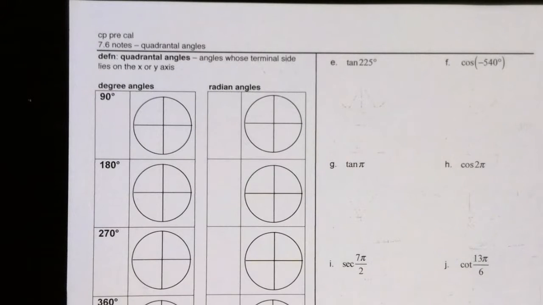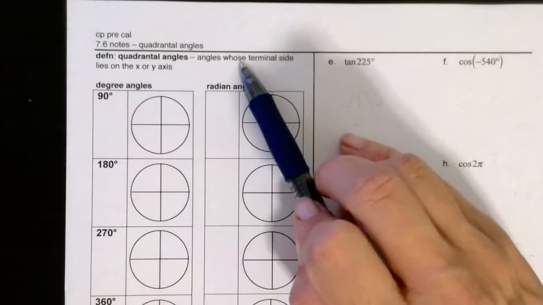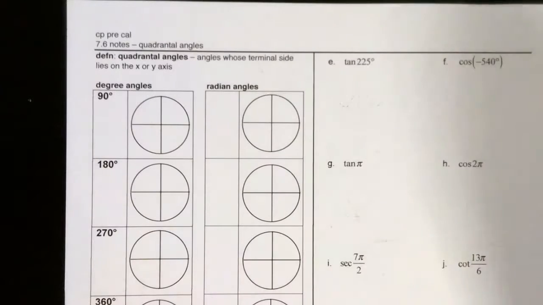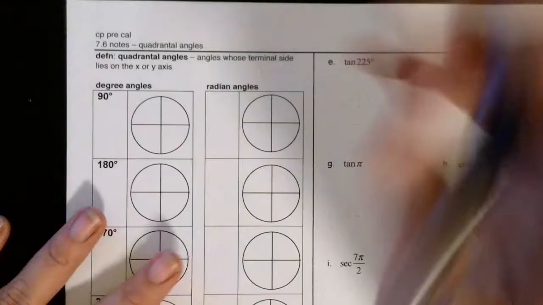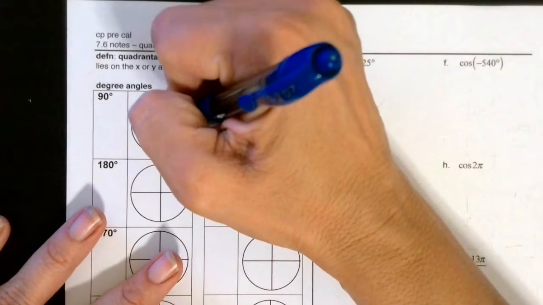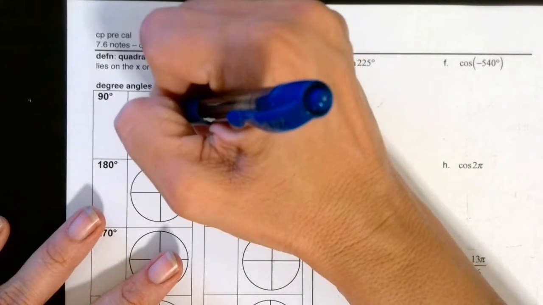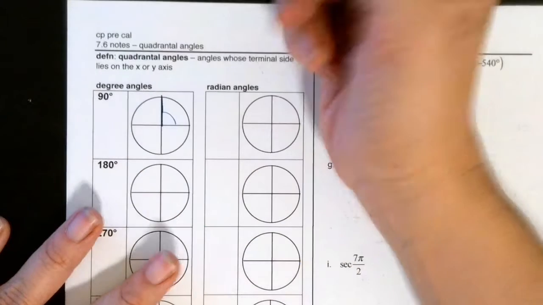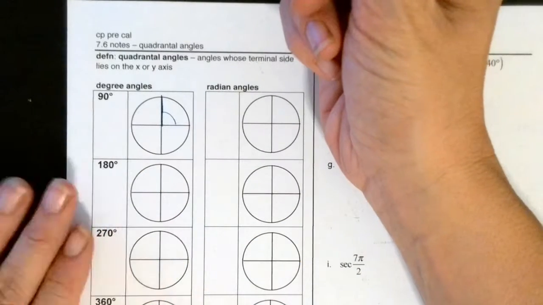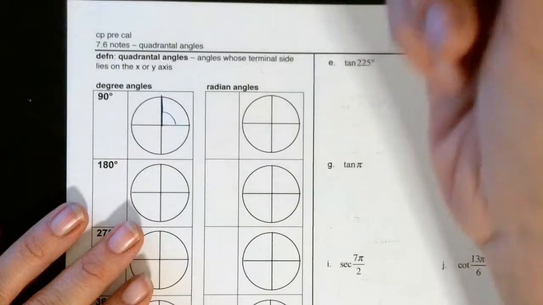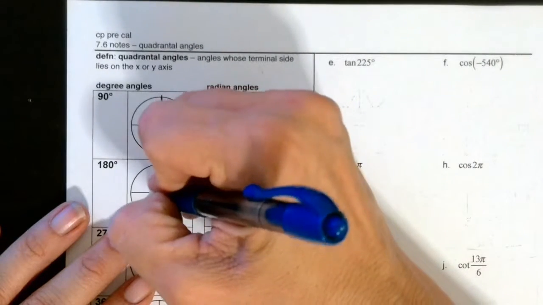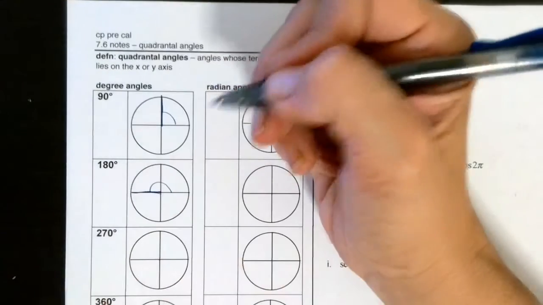Okay, today 7.6 quadrantal angles. So these are angles whose terminal side lies on the x or y axis. So they just end up on a quadrant. For example, 90 degrees. If I asked you to graph 90 degrees, it would end up right here. Yes? All right, great. Then 180 degrees ends up on the negative x-axis.